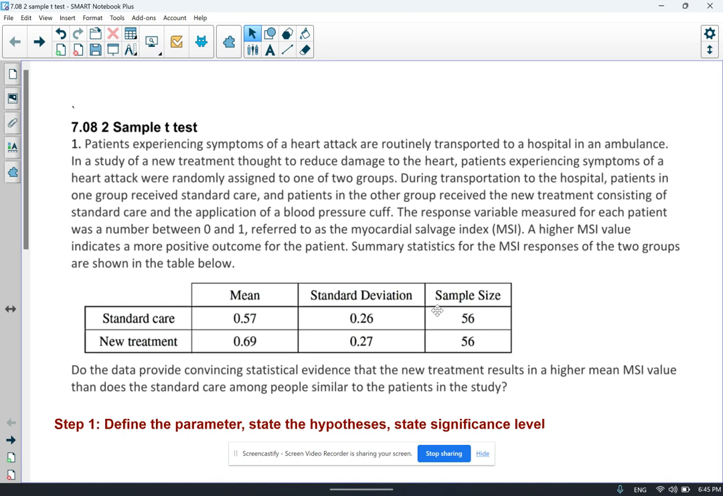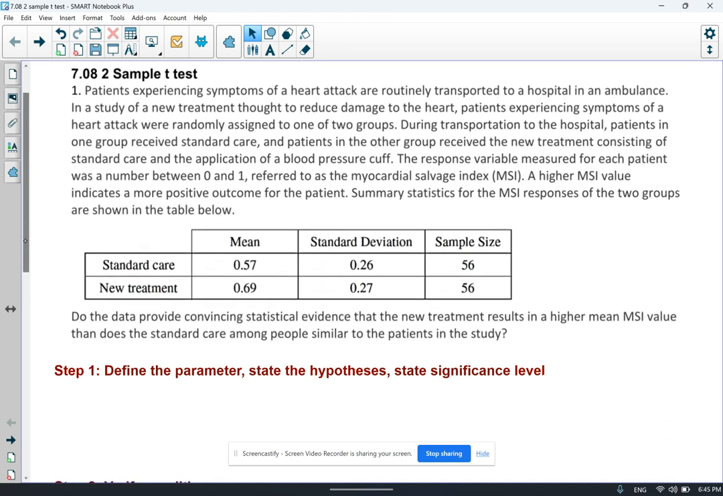So when you look at this problem, the first thing you should think of is, well, they're asking for convincing evidence, so they're looking for some sort of hypothesis test. We also know we have two independent treatment groups, two samples, and the data is quantitative. You're looking at this index, the myocardial salvage index. It's a quantitative variable, and you're comparing these two treatments. So this is when you would use a two-sample t-test.